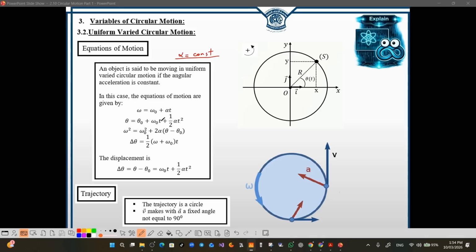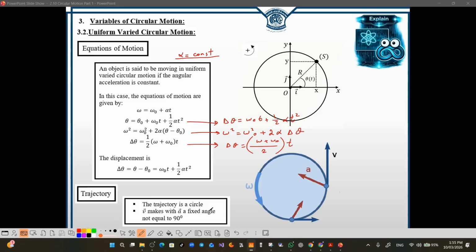Theta is equal to theta 0 plus omega 0 t plus half alpha t squared. And this can be written as delta theta is equal to omega 0 t plus half alpha t squared. Omega squared is equal to omega 0 squared plus 2 alpha times theta minus theta 0, or you can write it as omega squared is equal to omega 0 squared plus 2 alpha delta theta. And finally, delta theta is equal to half of omega plus omega 0 times t, or you can write it as delta theta is equal to (omega plus omega 0) over 2, times t.